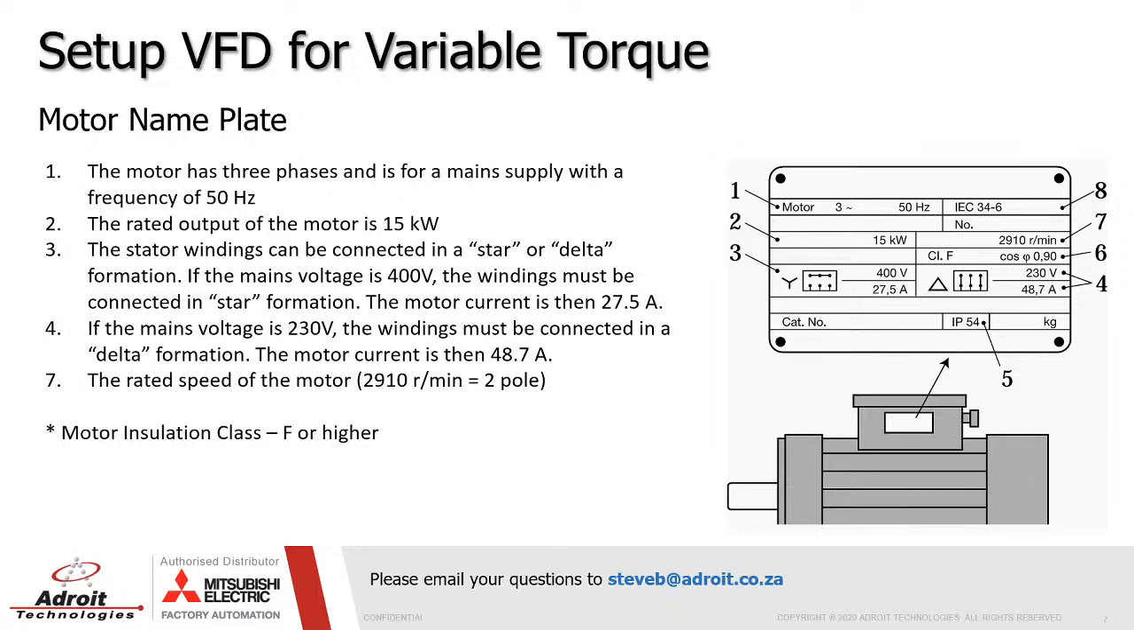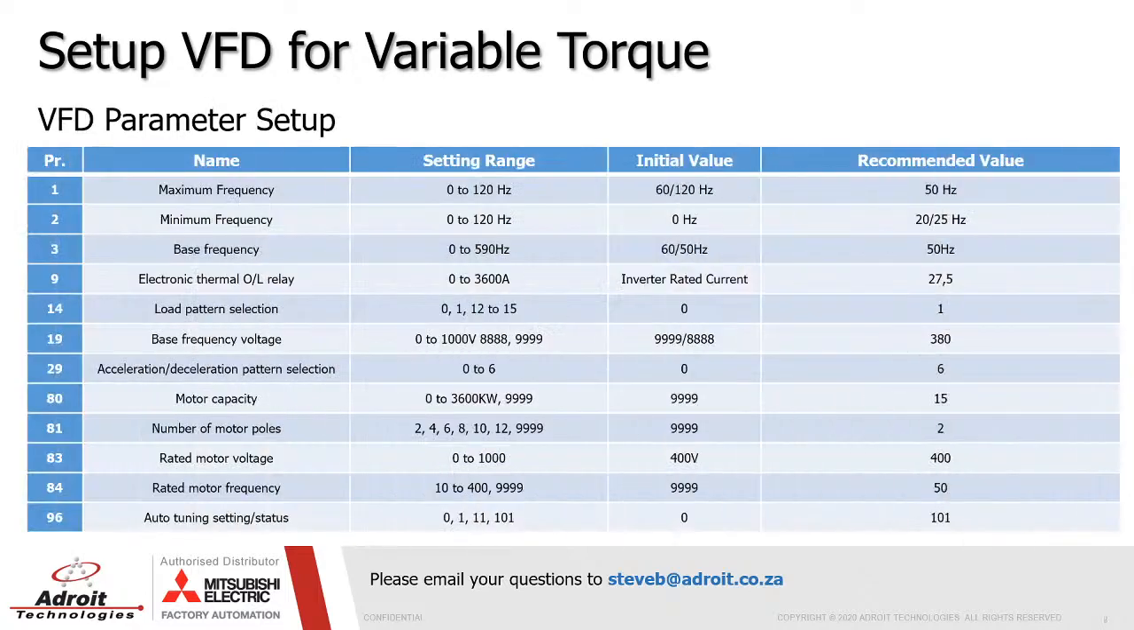Now, if I take our motor nameplate and we say we're going to program the VFD according to that, we're going to set our maximum frequency to 50 Hertz. Our minimum frequency, if we want it variable and we don't have force cooling on the motor, we don't want to go below 25 to 20 Hertz. Otherwise, we're going to heat the motor up and burn it out. Our base frequency, according to the motor, is 50 Hertz. The full load current for a 400 volt system is 27.5 amps.